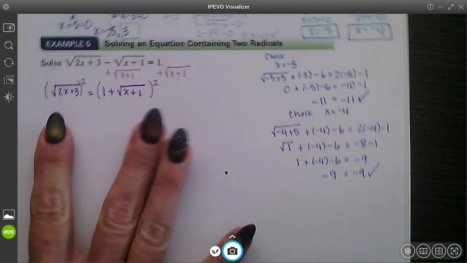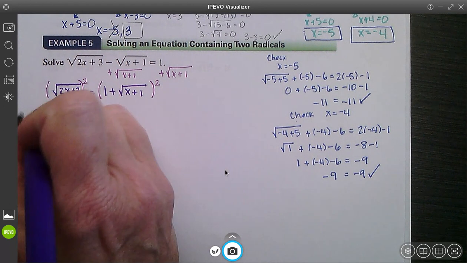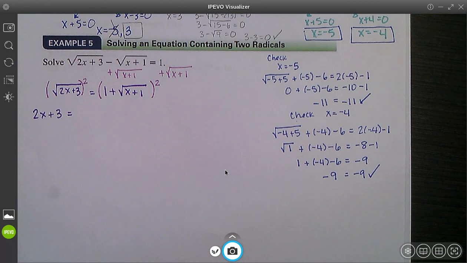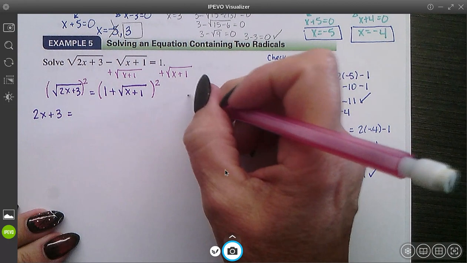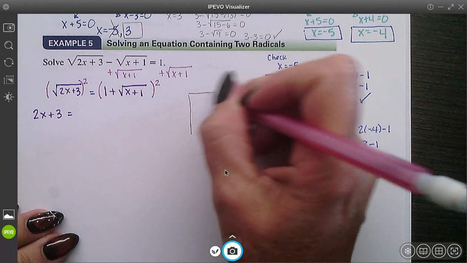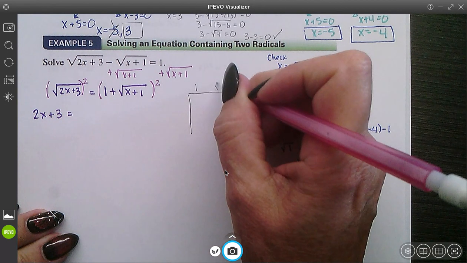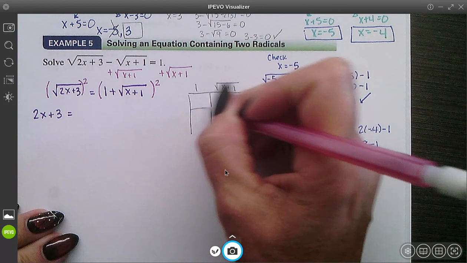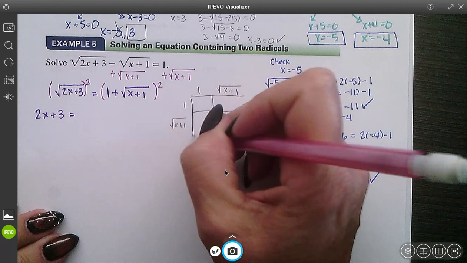The left side is nice. It is super well behaved. It just gives me 2x plus 3. The right side is not so nice. We're going to have to FOIL that because it's squared. So I have 1 plus square root of x plus 1 times 1 plus square root of x plus 1.